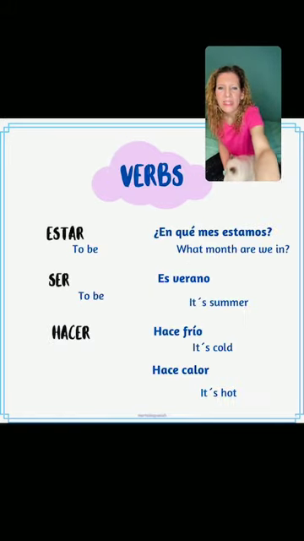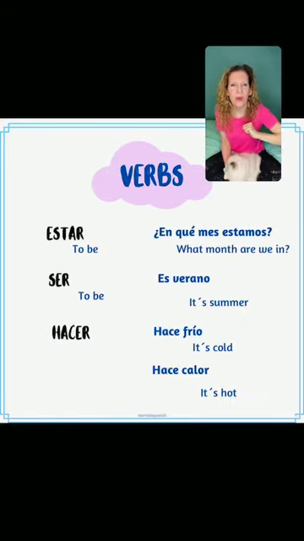What else can we study? Verbs. Which verbs can we use with months? Think about it. We have estar. Someone can say, ¿en qué mes estamos? What month are we in? Estar. And you can answer, estamos en enero. We are in January. Ser, to be.